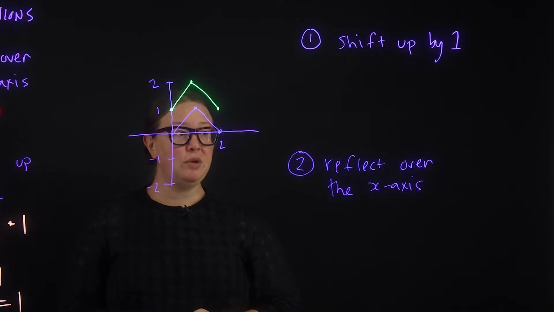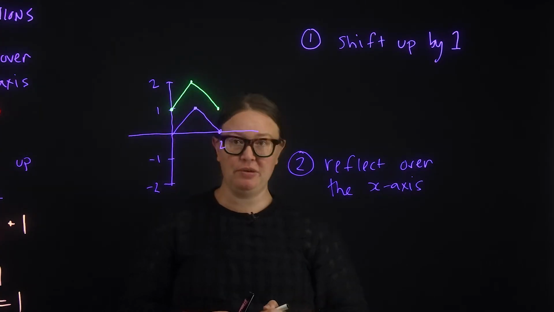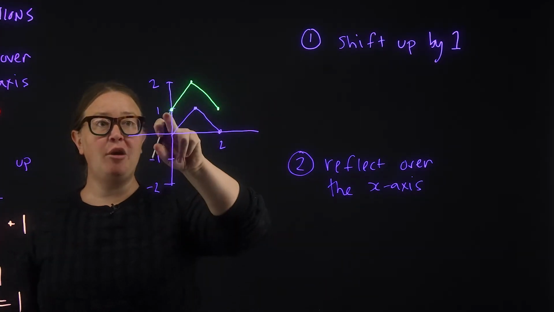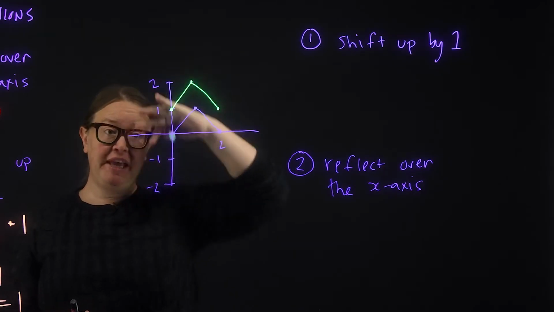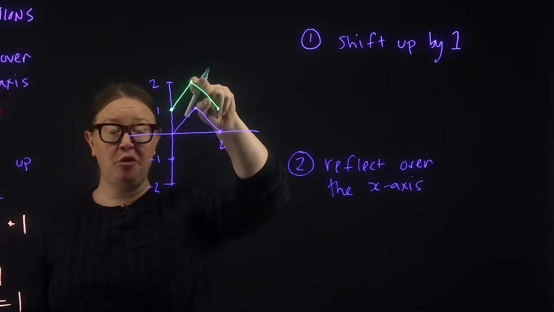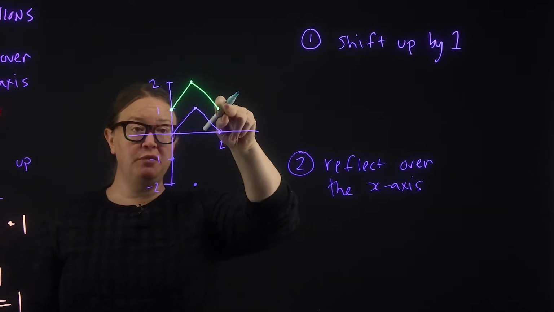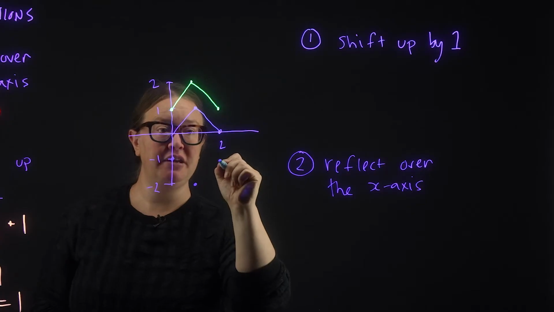Now, what's going to happen when I reflect over the x-axis? This is where things start to get interesting. This output of 1, when I reflect over the x-axis, is going to go to -1. This output of 2 is going to go to -2. And this output of 1 is going to go to -1.